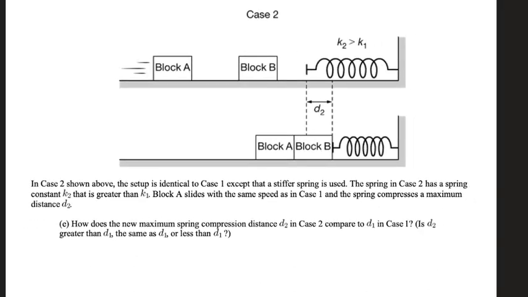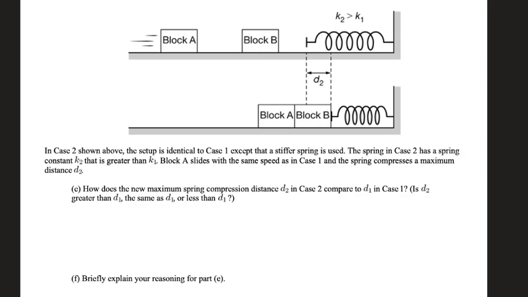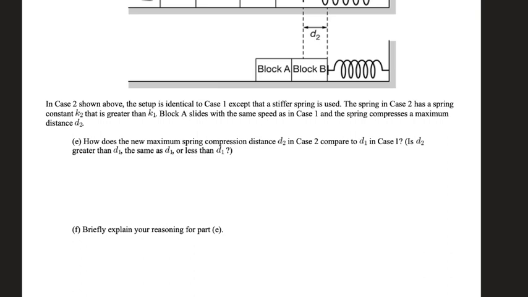All right, so we do this again, but now we have a spring with a higher spring constant. How does the new maximum spring distance in case 2 compare to case 1? How many of you said that D1 is going to be greater than D2? How many of you said that D2 is going to be greater than D1? Interesting. How many of you referenced this, equals 1/2 kx squared, as your reasoning? Who referenced that? Because we want to talk about this, because this is what you have to say.